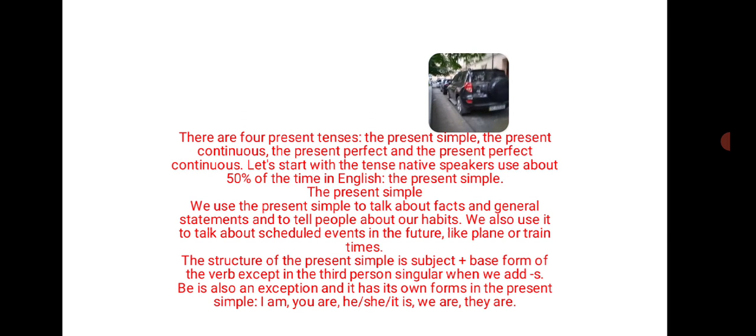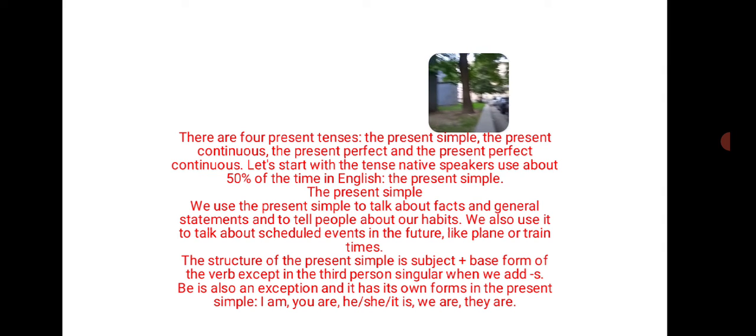We're going to go quickly through all of the English grammar basic tenses, together with some modal verbs and conditionals. So you probably understand that present simple, present continuous, present perfect, and present perfect continuous are the four main present tenses. And Americans and British use present simple 50% of the time.